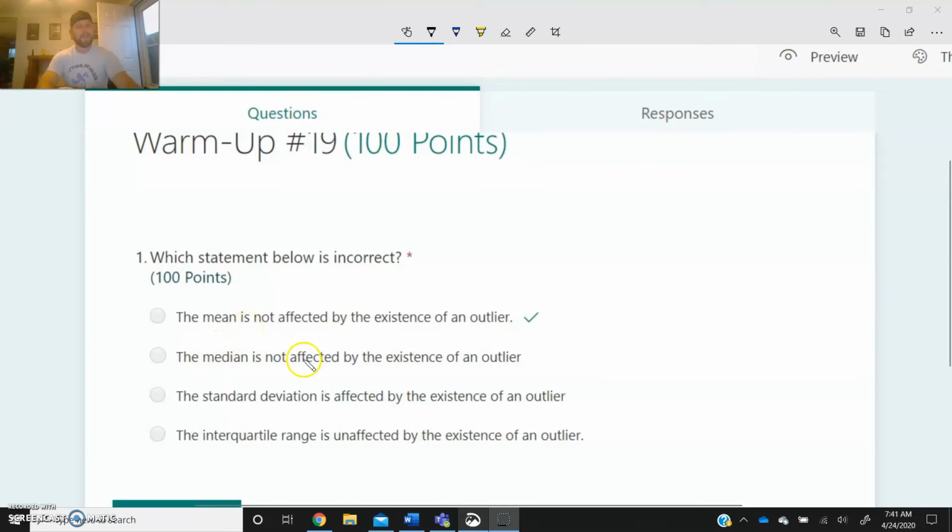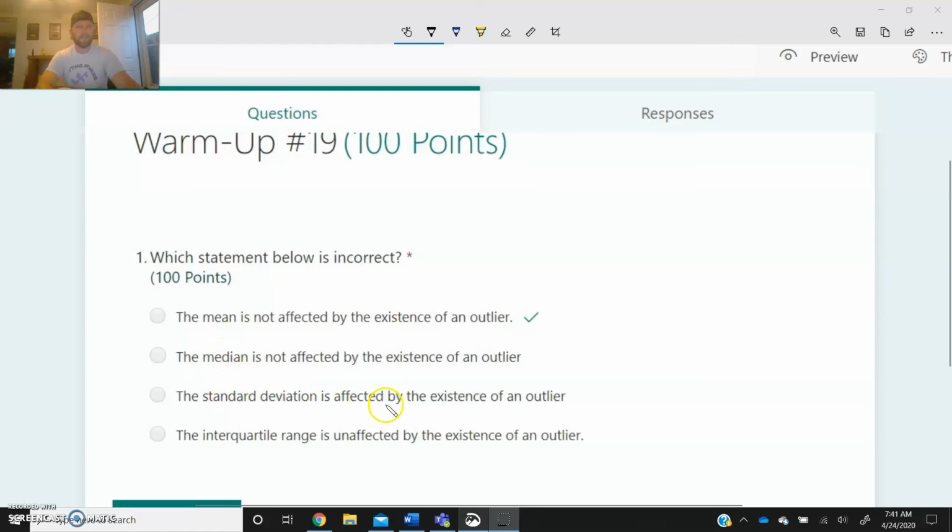The median is not affected by the existence of an outlier. It's not. Median is the middle number. We don't even look at that 10% F. We just look at the middle numbers. Okay, and if it's even, you just end up finding the mean. You add them together, divide by 2, and that will give you the middle number.